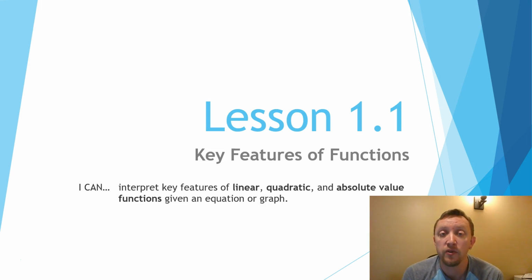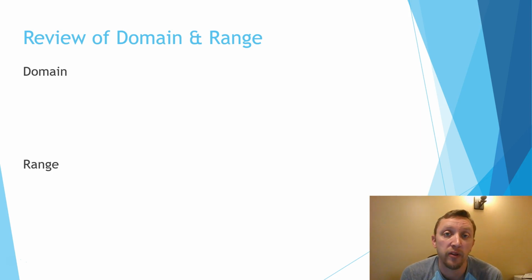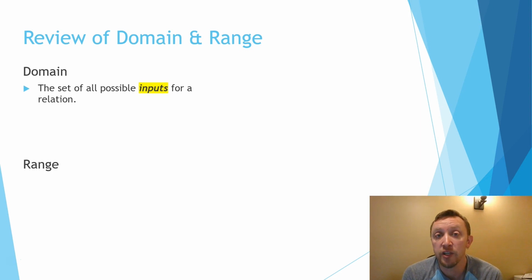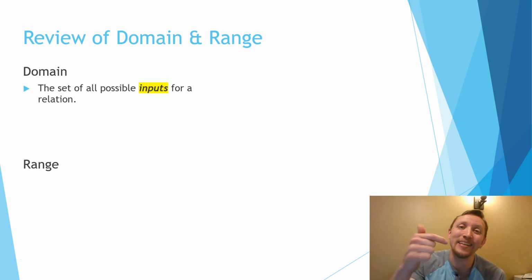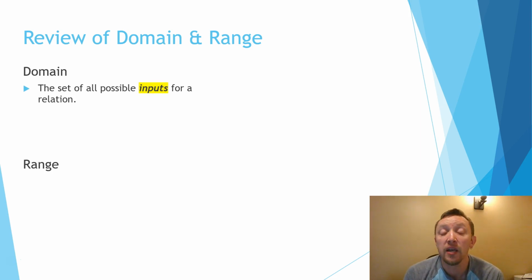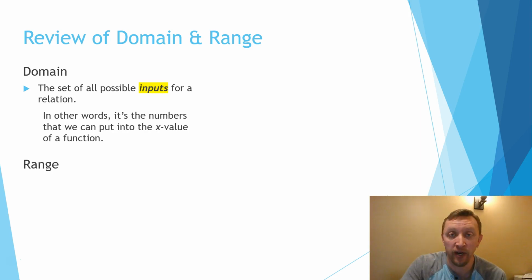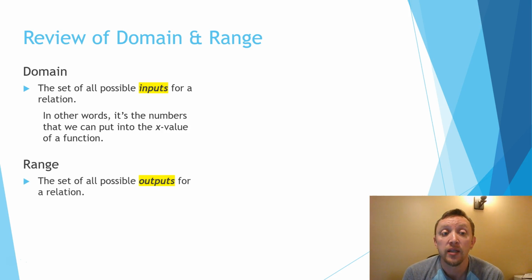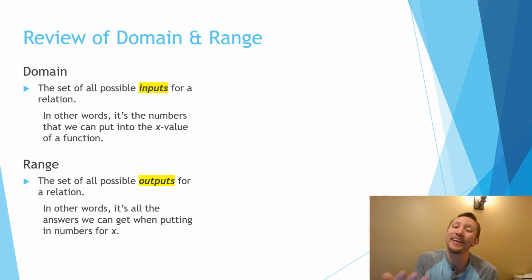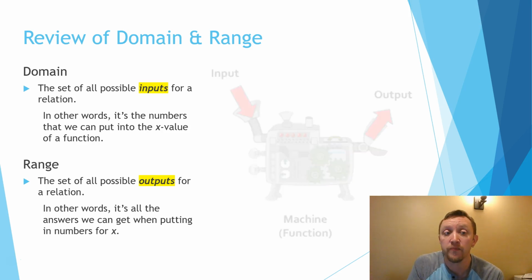Now, to start us out, let's review some key terms that you need to be familiar with, and that would be domain and range. The domain is the set of all the possible inputs for a function, meaning it's what we can put in for the x value of an equation. So we're trying to find all the values that we can put into a function. Now, the range is defined as the possible outputs for a relation. In other words, it's all the answers we can get, all the results we can get when we put numbers in for x.